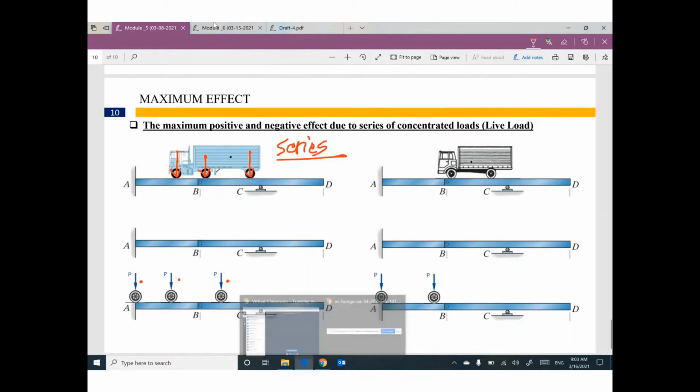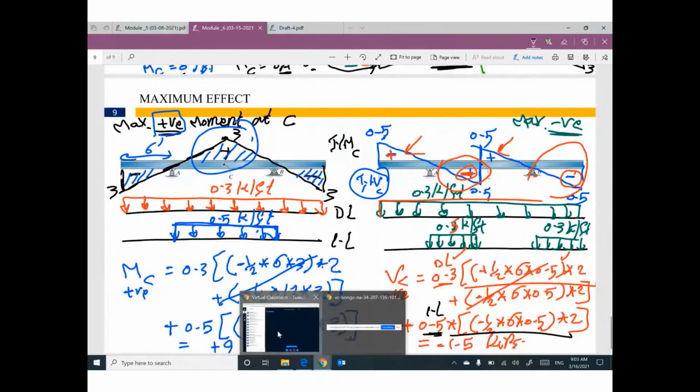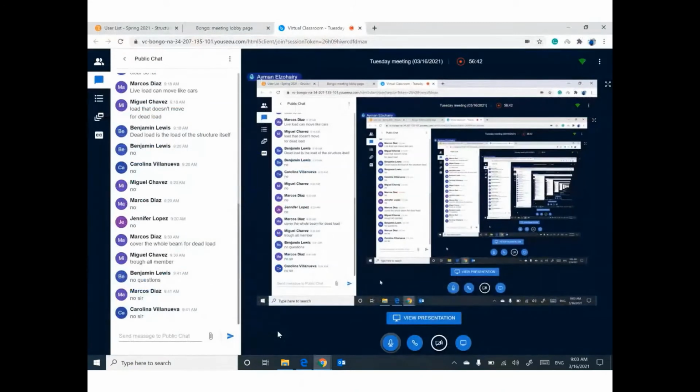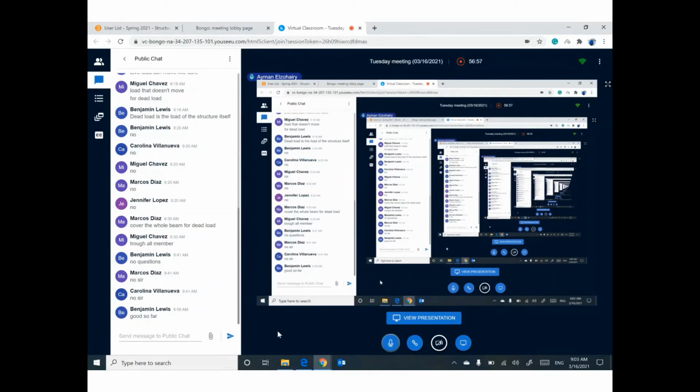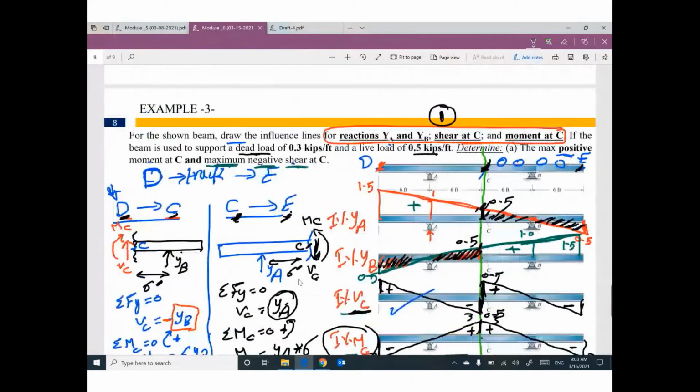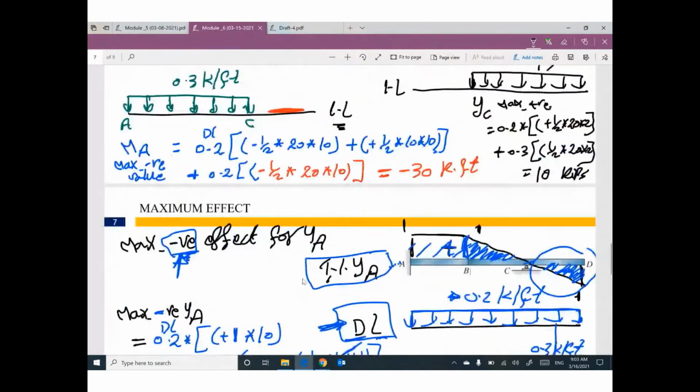Before leaving, does anybody have any questions? Next meeting will be the last meeting for this topic, influence line. Please go ahead and start to study this topic. Don't wait anymore. Train yourself to sketch. Can you see this example?